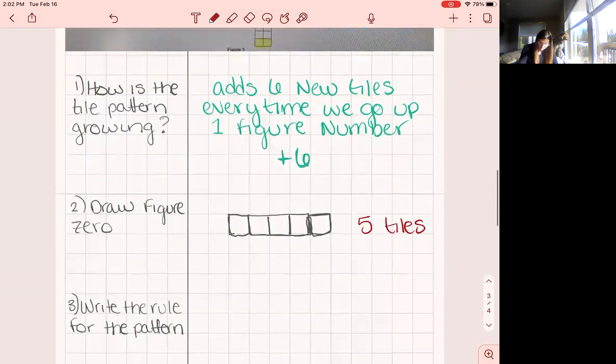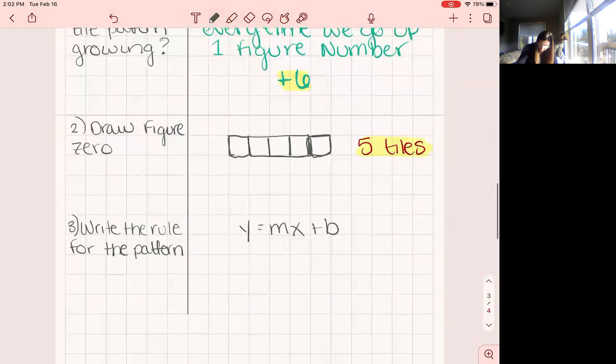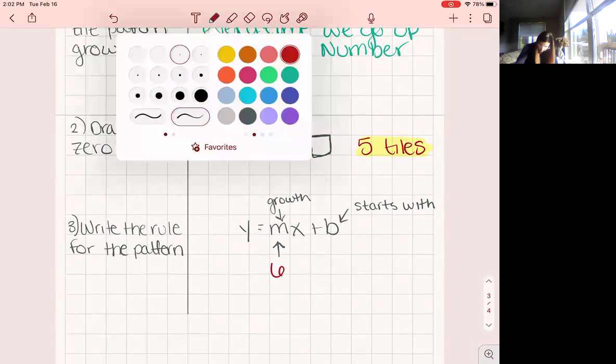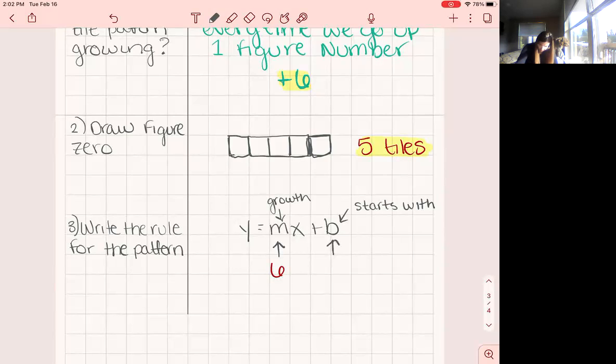So then number 3, write the rule. Go in and highlight the important stuff that's going to help me write my rule. My rule is y equals mx plus b. I'm going to label again that m is growth and b is starts with. So that means that m must be 6, and then b is 5 from my answers above. Then I just fill in the rest: y equals 6x plus 5.